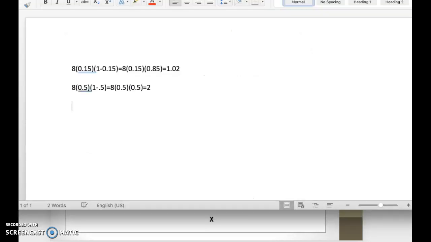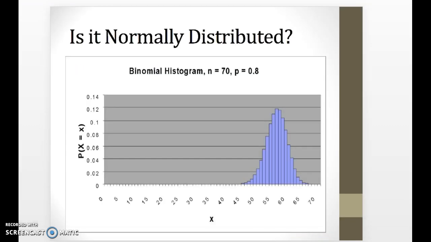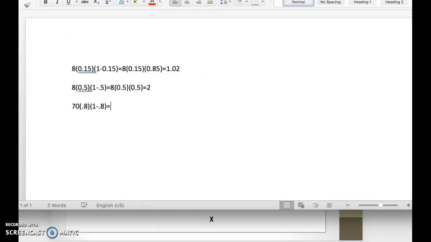Let's go ahead and plug into our formula n times p times 1 minus p and see what we get. So we had 70, I believe, there, times 0.8, times 1 minus 0.8. Okay, just double check we've got everything in there. And in this case, I believe we get a little bit over 11. So plug that into our calculator. And I'm getting 11.2.